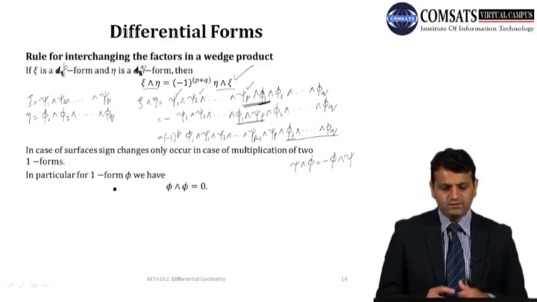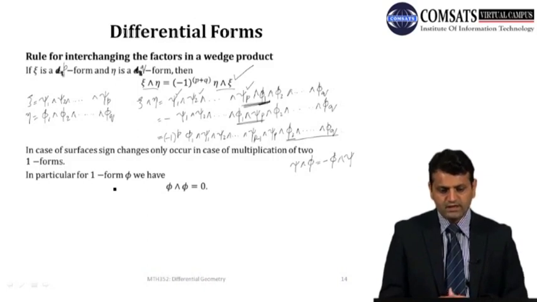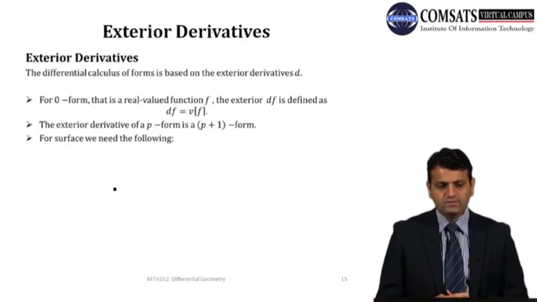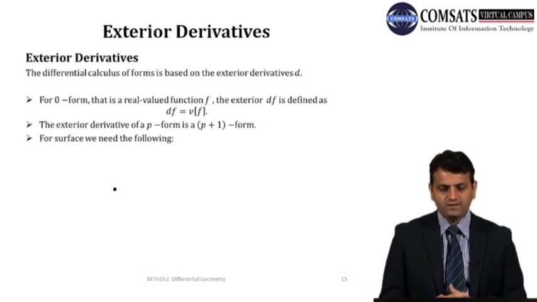In case of surface, sign change only occur in the case of multiplication of two one forms, and in particular for one form phi we have phi wedge phi is equal to 0. So this can also be proved. Now the differential calculus of forms is based on exterior derivative d. So for zero form there is a real valued function f, the exterior derivative df is defined as this.